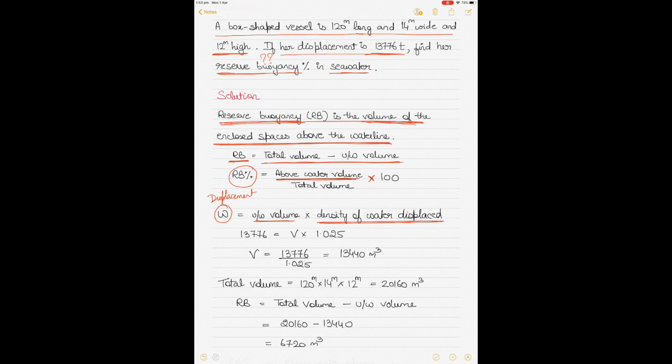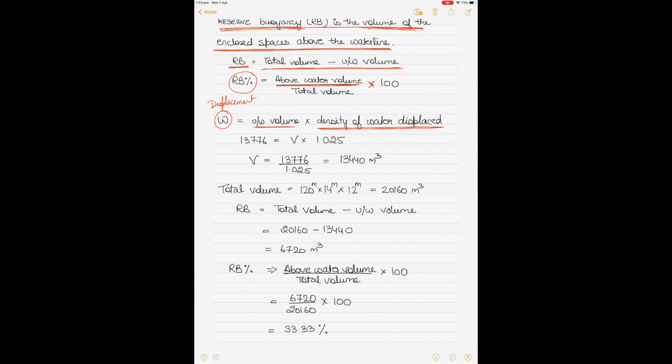So if it's fresh water, it's 1. If it's seawater, it's 1.025. Other than that, the relative density of any other liquids or any other substances should be given to you in the question. Alright, so therefore displacement, which is 13776 given to you in the question, equals volume, denoted by V, multiplied by 1.025, which is the density of seawater. Therefore volume equals 13776 divided by 1.025, which will equal 13440 meter cube. Volume is always in meter cube.